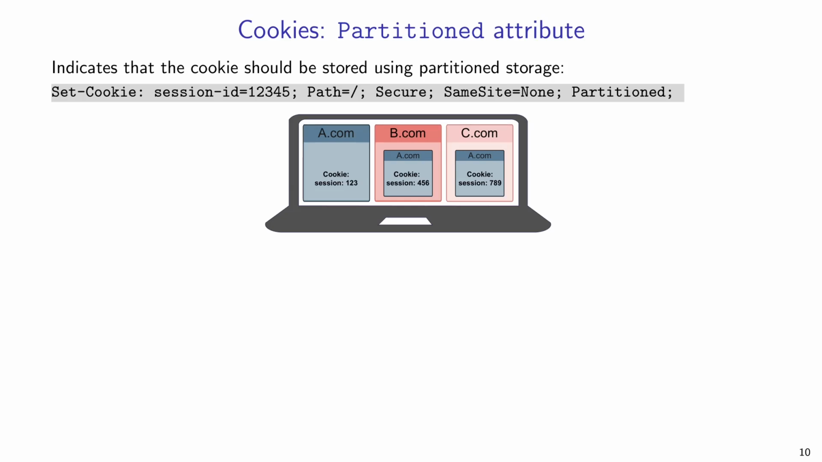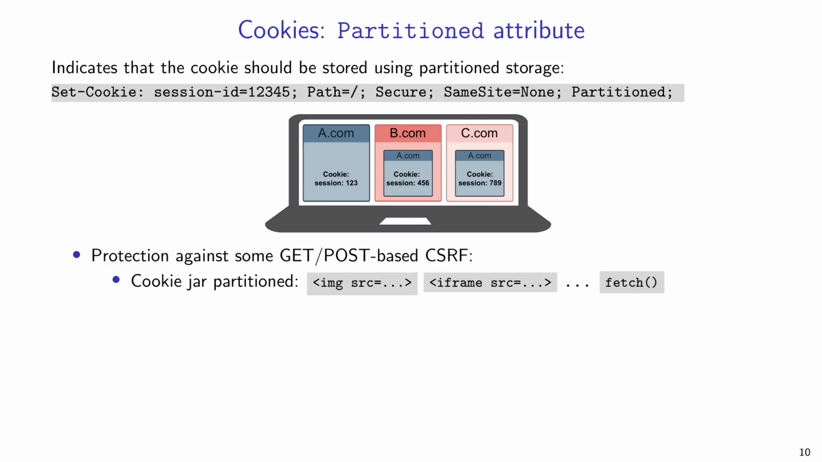We will discuss this more in a future lecture where we will study the cross-site tracking issue. Now, as you see, this type of cookie isolation should provide some CSRF protection. And indeed, it provides protection against some GET and POST-based CSRF, but only against some. The cookie jar is partitioned when embedding cross-origin resources and making requests using fetch.